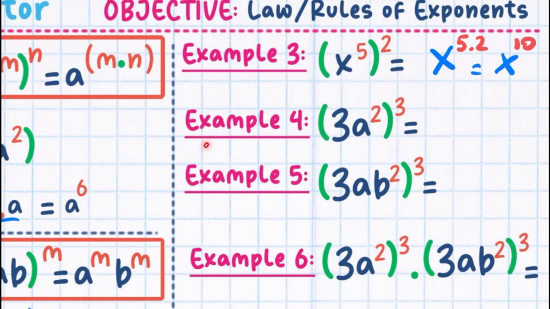Example 4. We have 3a squared to the power of 3. We are going to distribute this exponent 3 to my a and also to my 3. 3 to the power of 3, a to the power of 2 times 3. 3 to the power of 3 is 27. And 2 times 3 is 6.